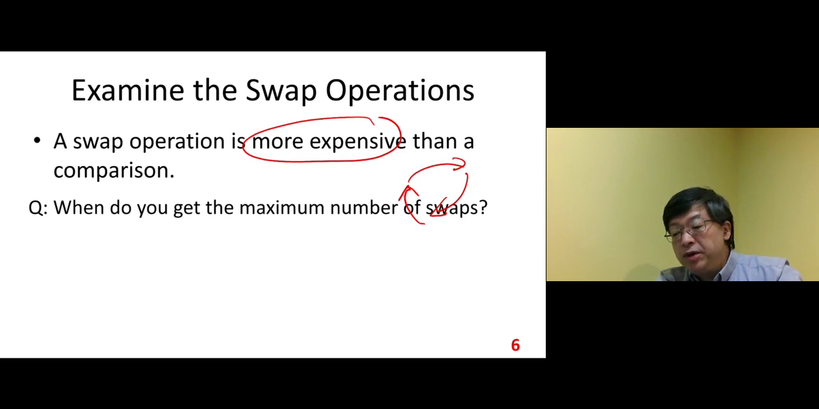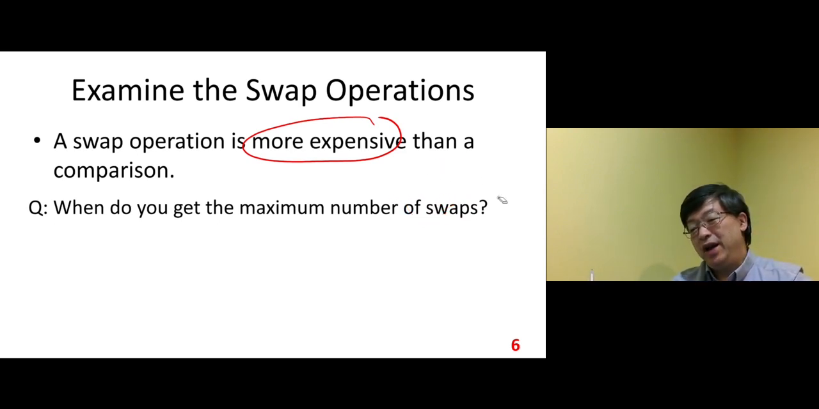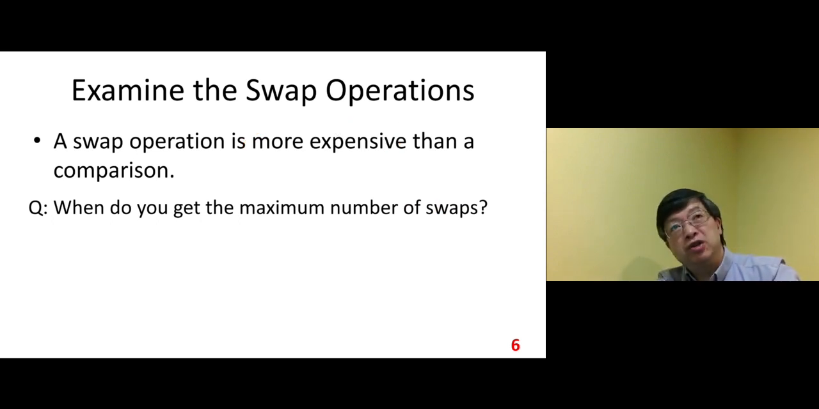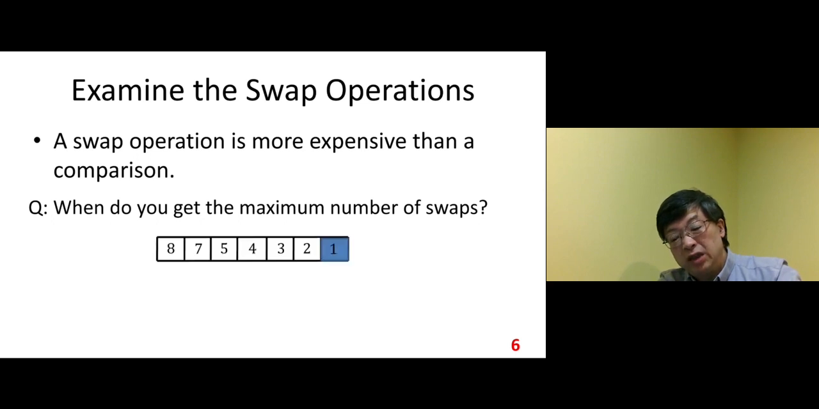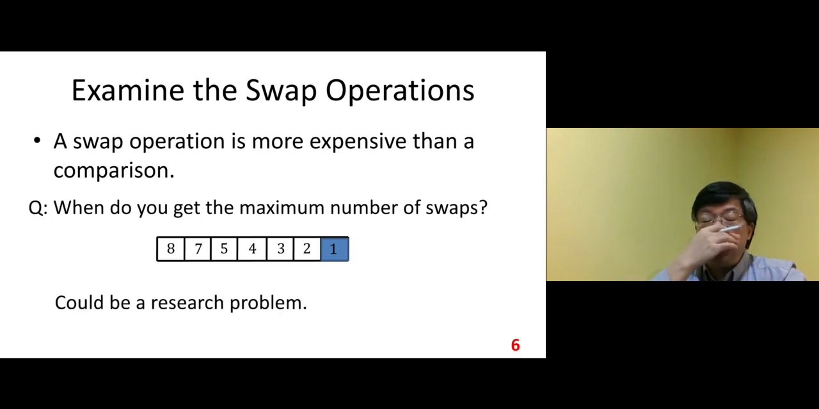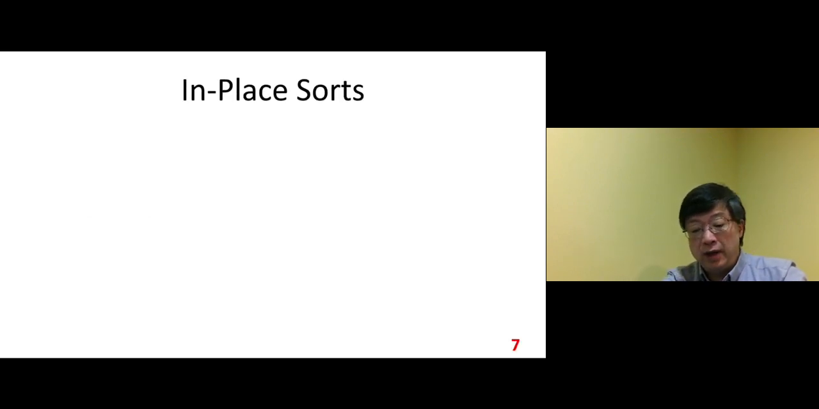When do you get the maximum number of swaps? Can we get the maximum number of swaps in each partition? It looks like the question is not that easy to answer. Although here I give you a simple example, for the general array, how do you know the number of swaps? Or can you estimate it? It is not an easy question, but it could be a research problem. People can study that. Interesting question.